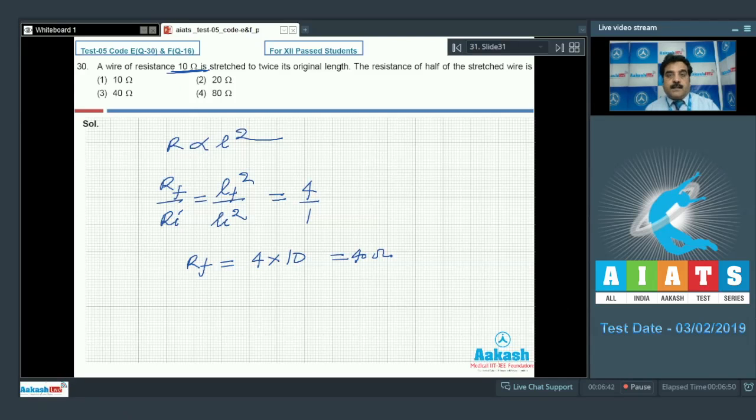But the question is asking us for half of the stretched wire. In the case of half of a stretched wire, you can halve the final value. So we'll get 20 ohm. My option number 2 will be the right choice, 20 ohm. Let's move on. Question number 31.